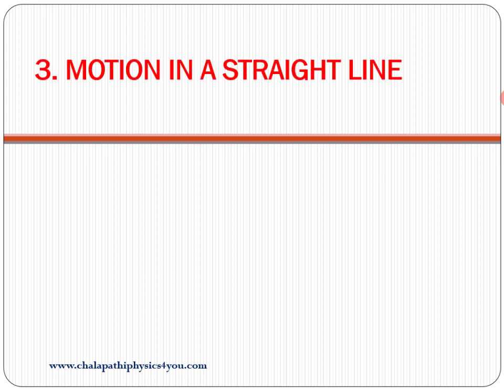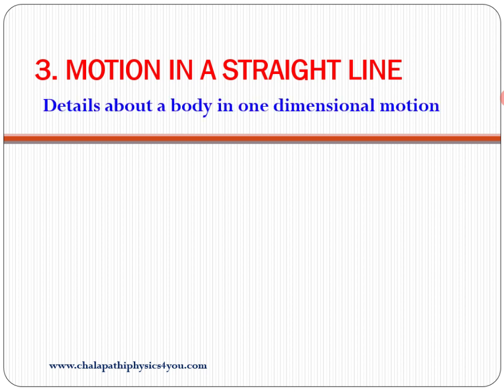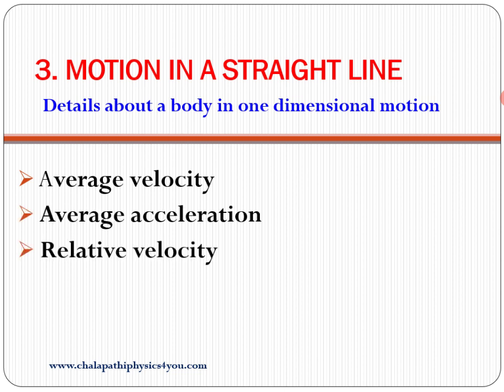Next lesson, Motion in a Straight Line. Different types of motions are there, but in this lesson, if a body is moving in only one dimension, what properties are exhibited by it, those details will be covered. Mostly average velocity, average acceleration, relative velocity and motion under gravity. It's a simple example, a freely falling body. If you release a body from a particular height, it will come towards the earth's surface in one direction, following a linear motion, which is nothing but motion under gravity.